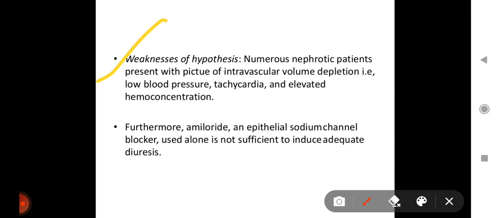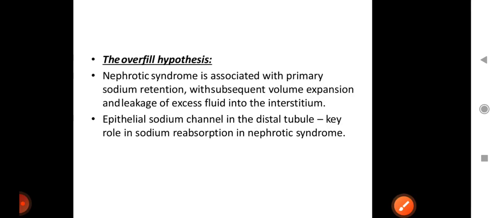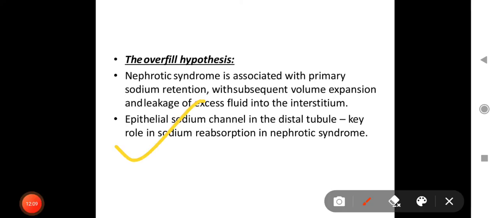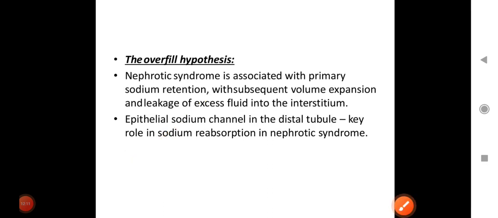There are numerous nephrotic patients who present with a picture of intravascular volume depletion, that is low BP, tachycardia, elevated hemoconcentration. So how is the overfill hypothesis explained in those patients? So this opposes that theory. And next, amiloride, which is an epithelial sodium channel blocker, used alone is not sufficient to induce adequate diuresis. Here, they are saying that the epithelial sodium channel plays a pivotal role, the major role in the overfill hypothesis and generation of edema.